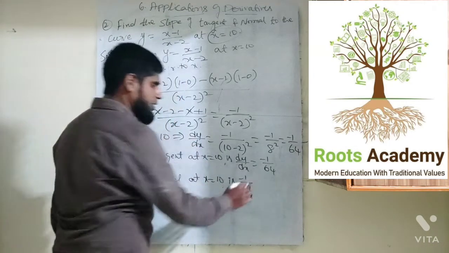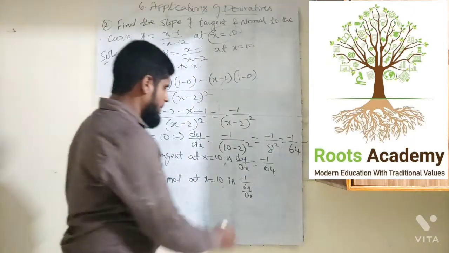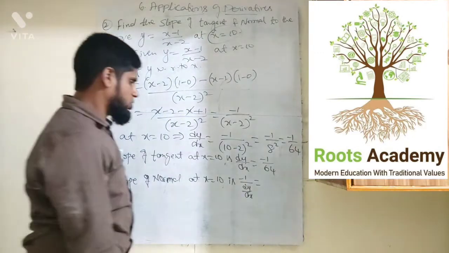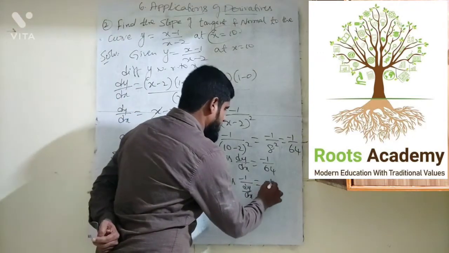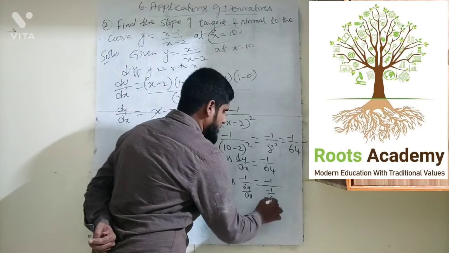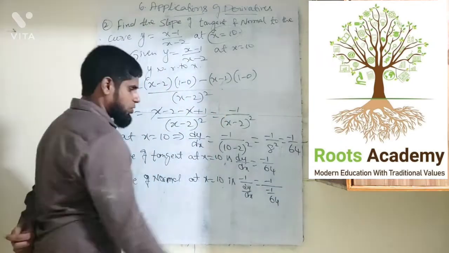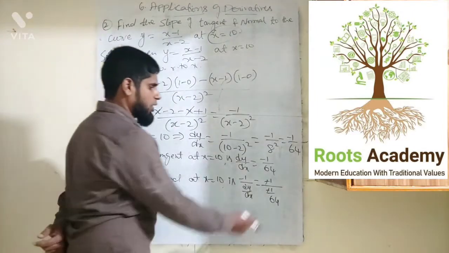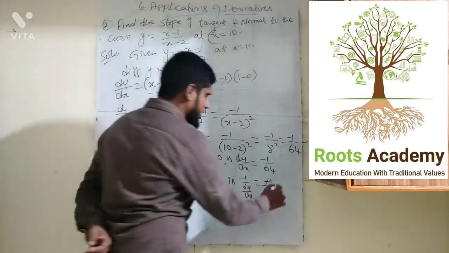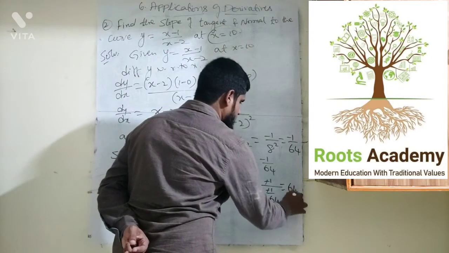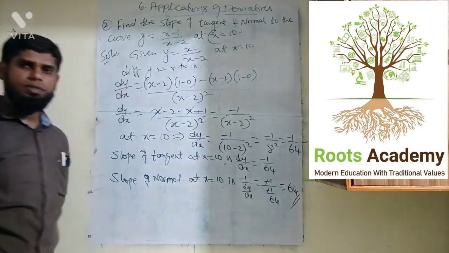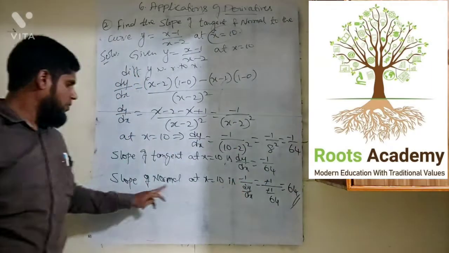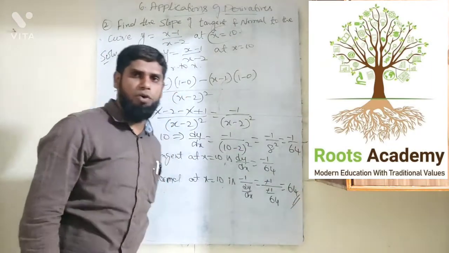minus 1 divided by dy by dx, which is equals to minus 1 whole divided by minus 1 by 64. So here numerator and denominator minus minus gets cancelled. So reciprocal of 1 by 64 is just 64. So the slope of tangent is minus 1 by 64. Slope of normal is just 64.